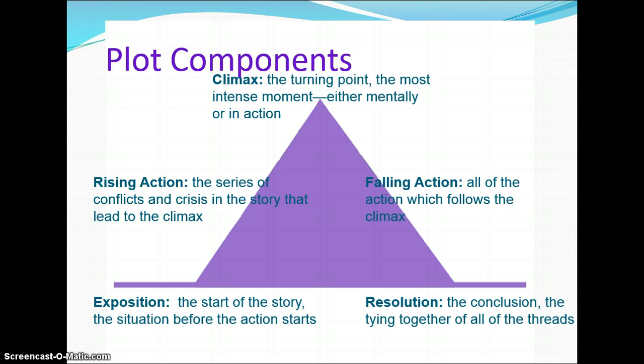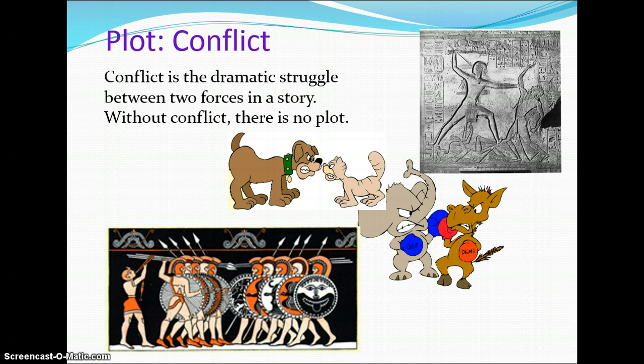The most exciting part of the story is the climax. It's the turning point. And then as the author tries to wrap up the story, that's called the falling action. And at the very end, you have the resolution or the solution, which is tying everything together.